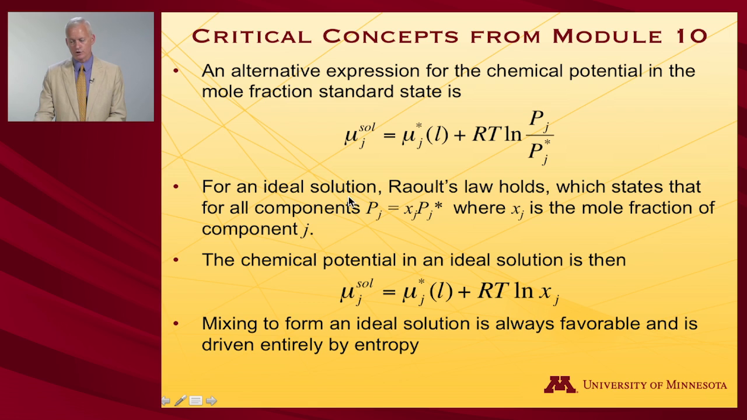For an ideal solution, Raoult's law holds, and that says that for every component, the pressure of that component, the vapor pressure, is equal to the mole fraction of that component in the solution times its pure vapor pressure, where X is the mole fraction, as I said. The chemical potential in an ideal solution, then, is just substituting this expression into this chemical potential expression, and we get what's shown here. Mixing to form an ideal solution is always favorable. It's driven entirely by the entropy.